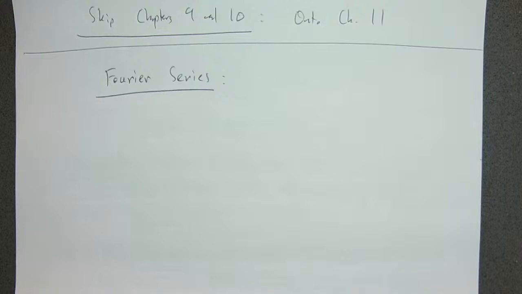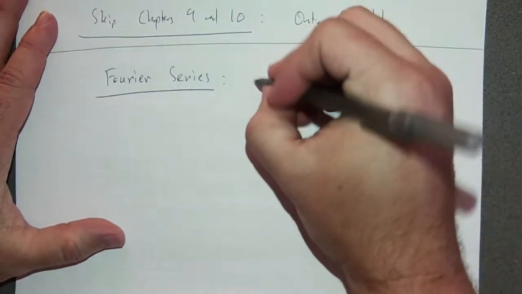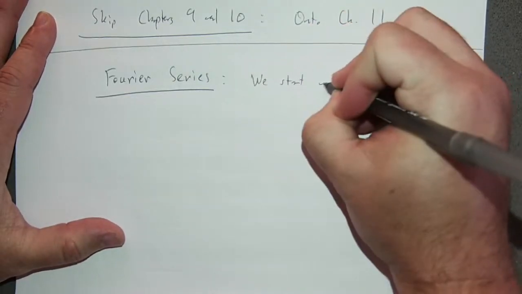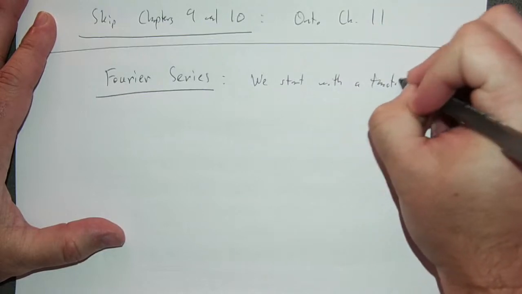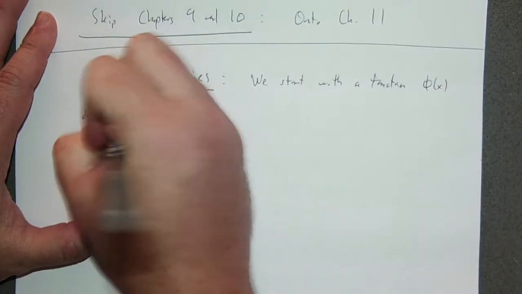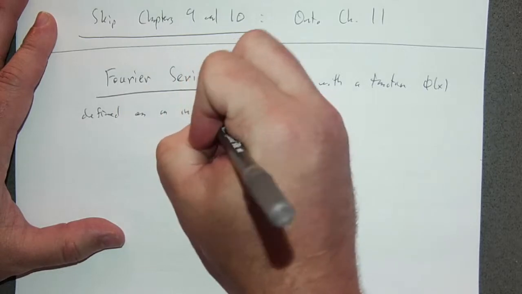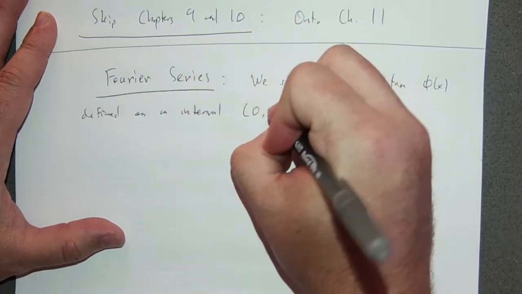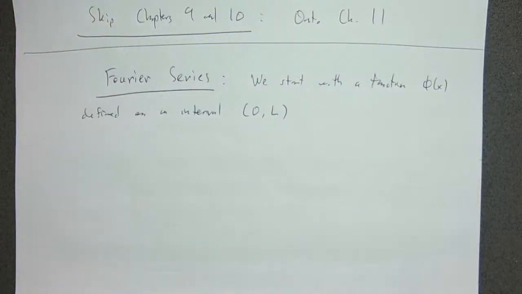And so, what is a Fourier series? First, we start with a function. We'll call it phi of x, defined on an interval 0 to L. Now, this is intentionally an open interval here because, as we're going to see, we don't really care about the value of this thing at the endpoints. We'll say why later. This ultimately is not going to matter for us.